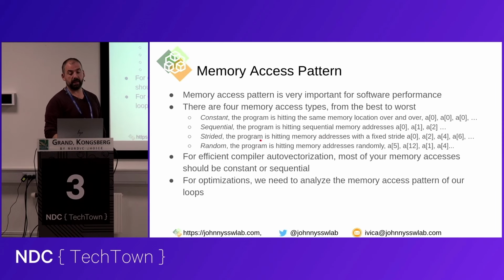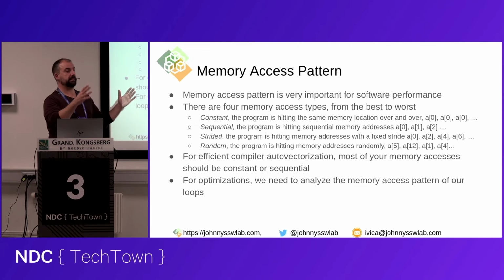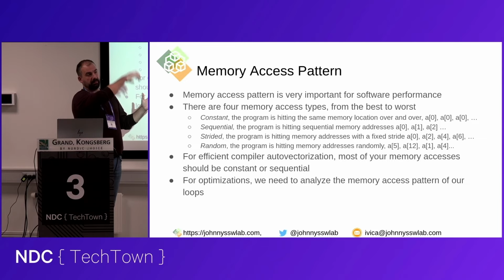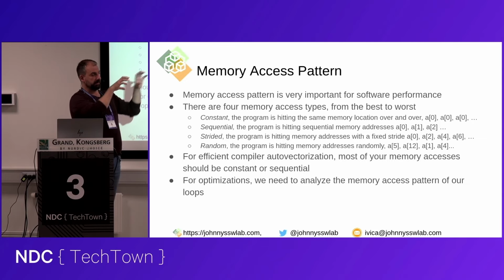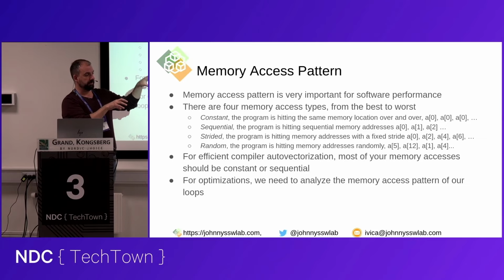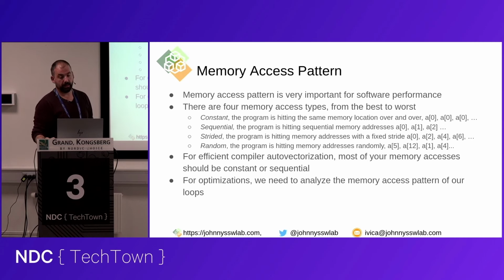Strided memory access is when the program is accessing memory addresses with a fixed stride. So imagine A0, A2, A4, A6, that's strided memory access. Strided memory accesses happen a lot when you have arrays of classes. If the class is 16 bytes and you are accessing the element at position 0, which is 4 bytes, you have a stride of 16. There is a piece of data that you're accessing, some data that you're not accessing, again some data that you are accessing, and so on.